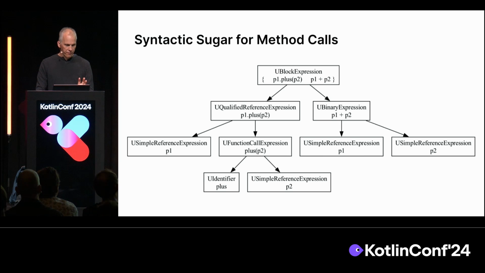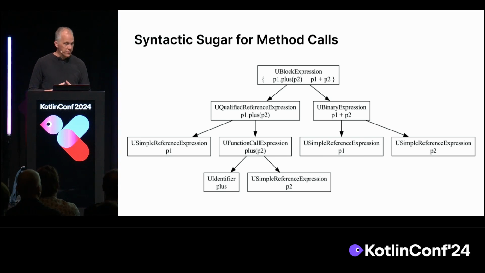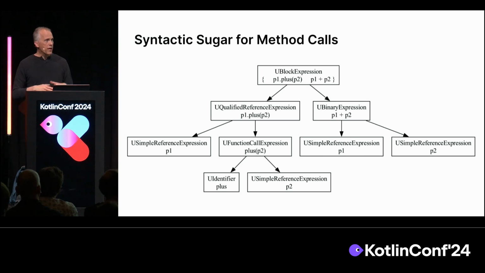So the left half of the graph, or the tree, shows the first expression, P1 dot plus P2. And the right half shows the nice operator function corresponding to the plus sign operator. Notice how these have different shapes, different types in the tree. One is showing up as a function call, and one is showing up as a binary expression. So this is deliberate. If UAST were to paper over this, it might make it very difficult to write a lint check encouraging you to switch from a function call to the operator syntax, for example.